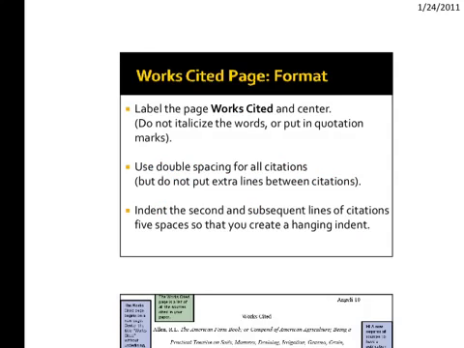Let's talk briefly about the actual format of a works cited page. It should be labeled works cited and centered. Don't italicize the words, don't bold them, nothing. The whole page should be double-spaced, and you should also indent the second line of each citation. It's called a hanging indent, and we'll talk about that in class.